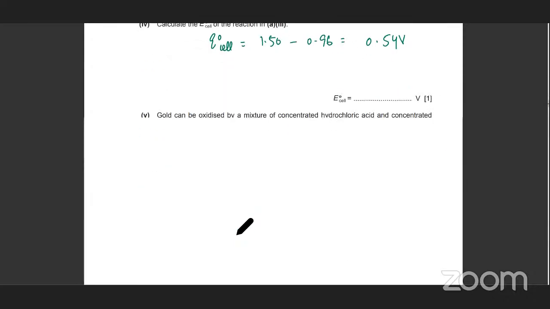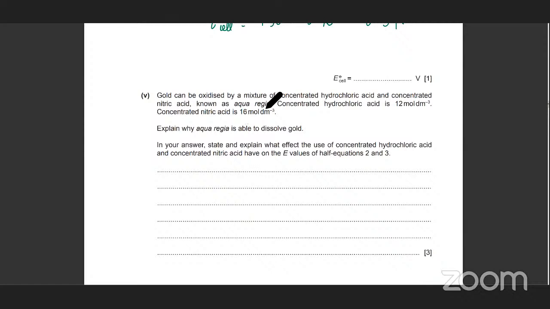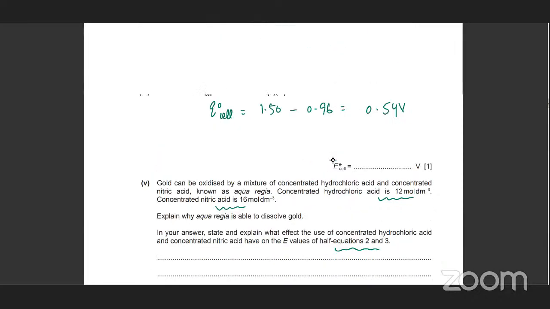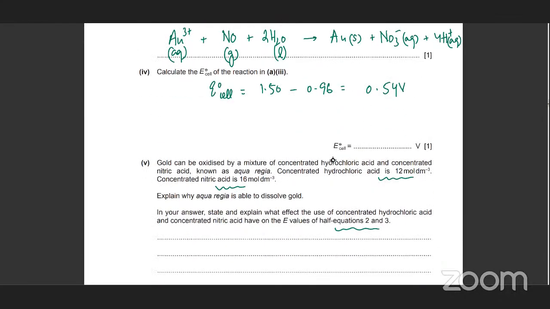And after this, he's now saying gold can be oxidized by a mixture of concentrated hydrochloric acid and concentrated nitric acid known as aqua regia. Concentrated hydrochloric acid is 12 mole per dm cube and concentrated nitric acid is 16 mole per dm cube. So you can see that the concentration of the acid is really, really high. Explain why aqua regia is able to dissolve gold. In your answer, state and explain what effect the use of concentrated hydrochloric acid and concentrated nitric acid have on E values of half equations 2 and 3. So there's something happening to equations 2 and 3. Go and have a look at equations 2 and 3.